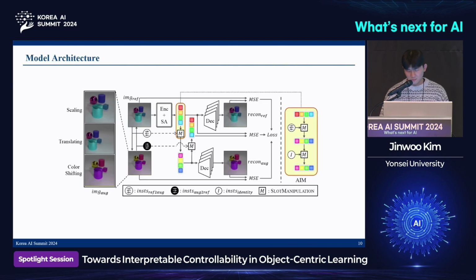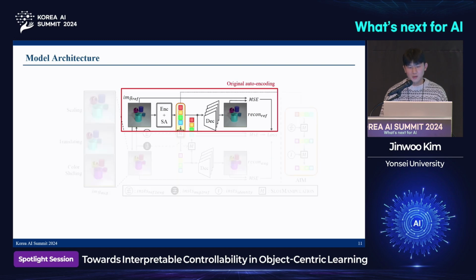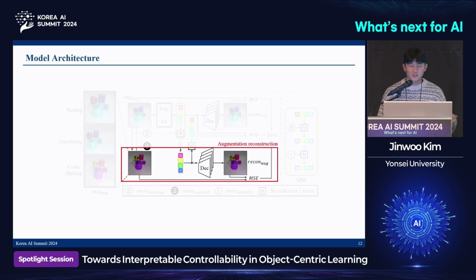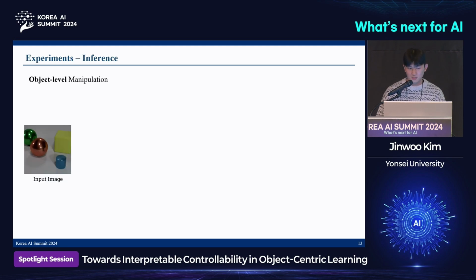And this is the detailed version of our framework's architecture. So the upper part is the original slot attention's autoencoding pipeline, and the below represents the newly added reconstruction pipeline using image augmentation. So here are the results.